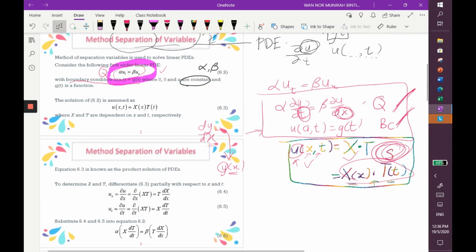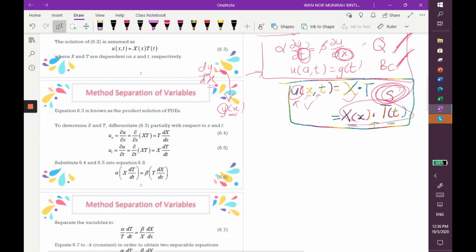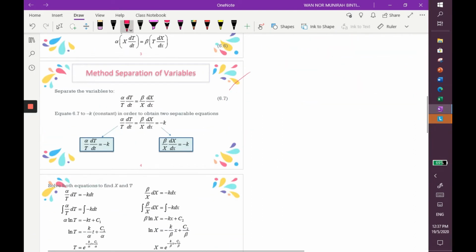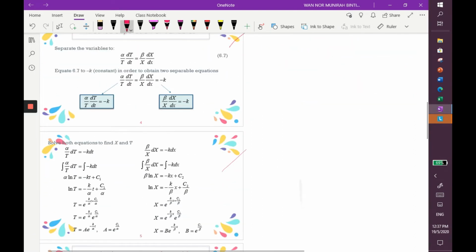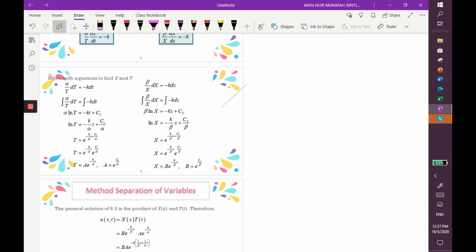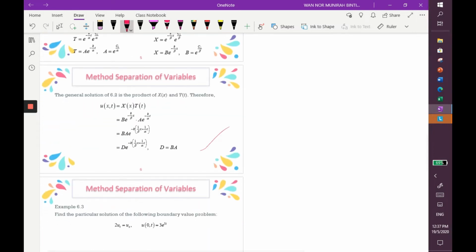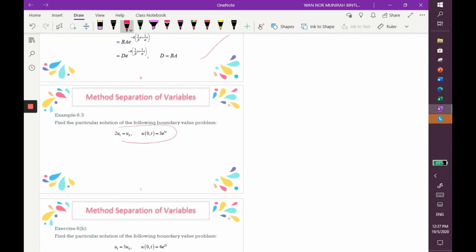The question now: how to solve for this one? So the next question is how to solve the problem. These are the steps to solve a PDE, but I don't want to discuss the steps of the solution one by one. I just jump to the specific problem here. Later on you can try to relate it with the previous explanation, the previous slides.